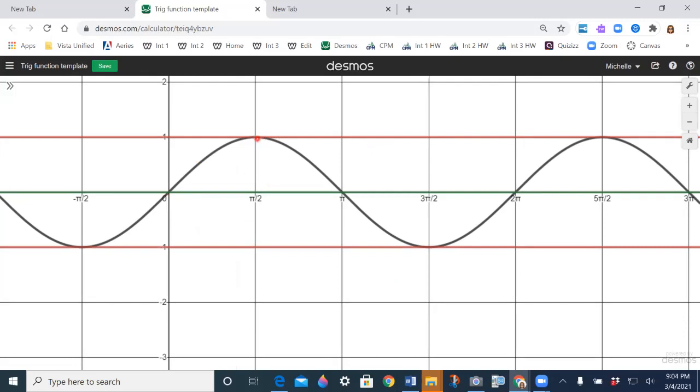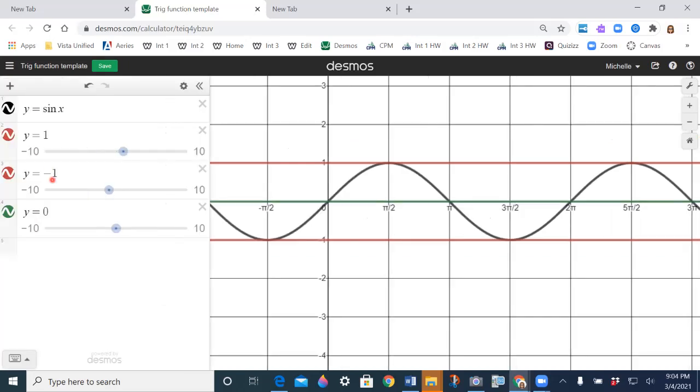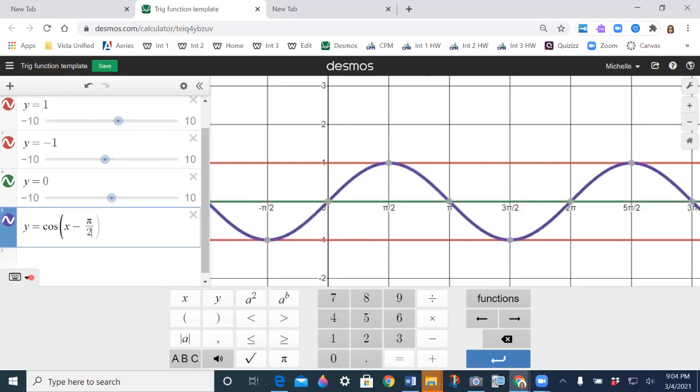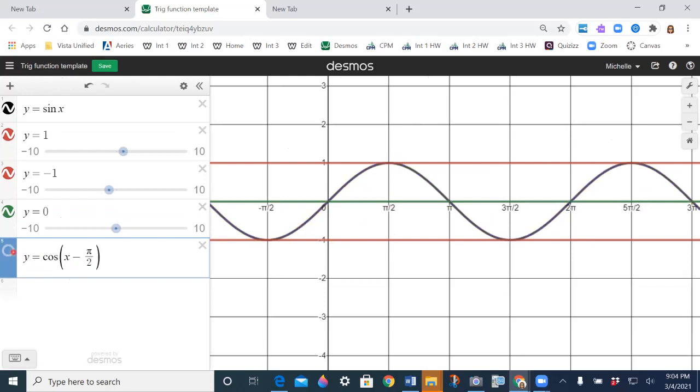So we need to decide where we're starting on our graph because sine and cosine graphs really are the same, but they are shifted from each other. Okay, now when I say they're the same, I could write this graph as a cosine graph. You'll notice that at pi halves is my high to high here. So if I did a shift here and I did y equals cosine of x minus pi halves, you'll see that the graph was black. That was my sine graph. This is my cosine graph, and you see it's on top of it.